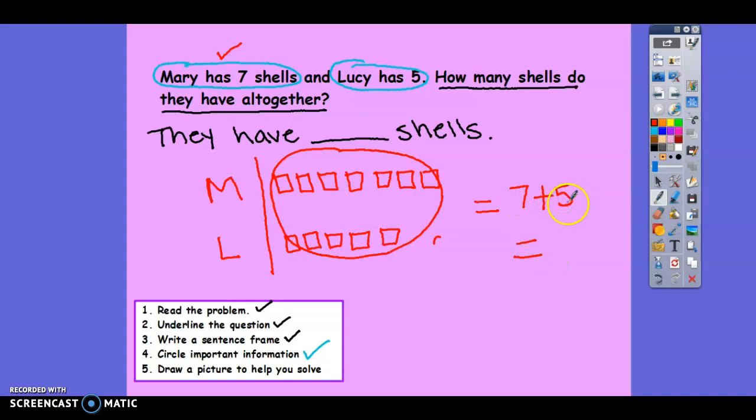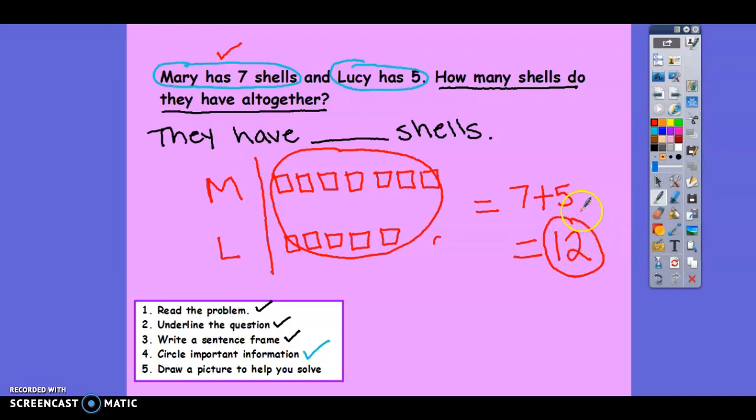So we have 7 plus 5 here. So then all we have to do is add 7 plus 5 to get our final answer. So 7 plus 5, if we count, we have 7, 8, 9, 10, 11, 12. So you can count up, or if you just know that 7 plus 5 is 12, you can write that in. All right, so I'm going to circle my final answer.